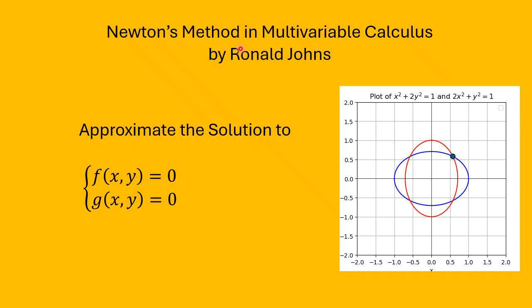I am Ronald Johns. What we're going to do is use Newton's method to approximate the solution to a system of equations. They might be nonlinear. f(x,y) equals 0, g(x,y) equals 0. We want to know the values of x and y that simultaneously satisfy both of these equations.